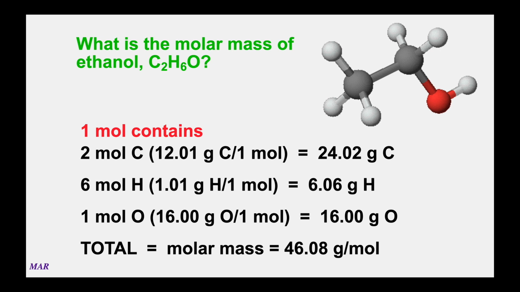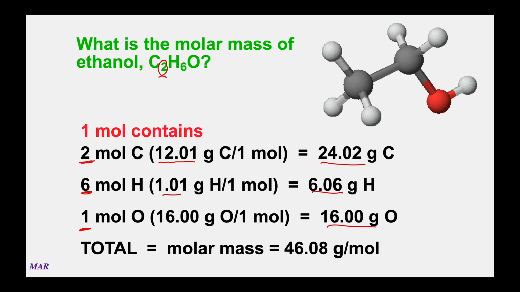So each carbon on the periodic table, to the 100th, is 12.01 grams per mole. And we'll multiply that by 2 because ethanol has 2 carbons. This number right here, that's the grams from just the carbon. And we'll do the same thing for the other atoms in the structure. So there's also 6 hydrogens and 1 oxygen. Hydrogen, 1.01 grams per mole times 6, 6.06. And oxygen, about 16 grams per mole, and there's 1 of them, so 16.